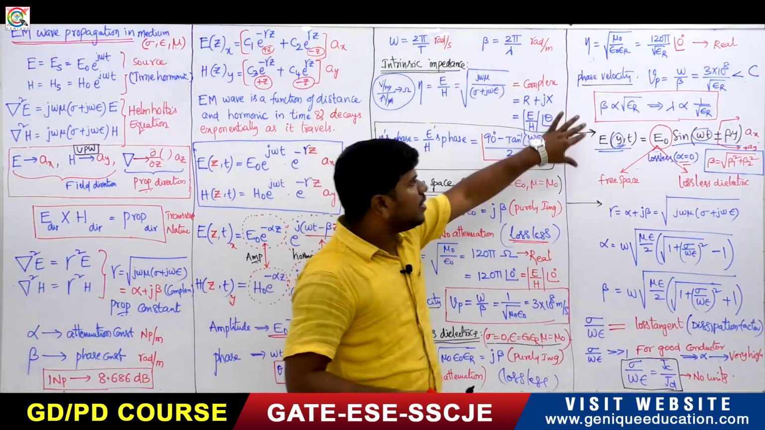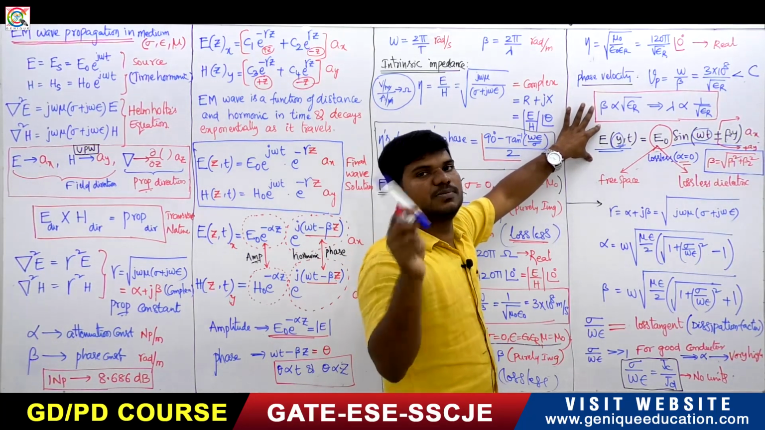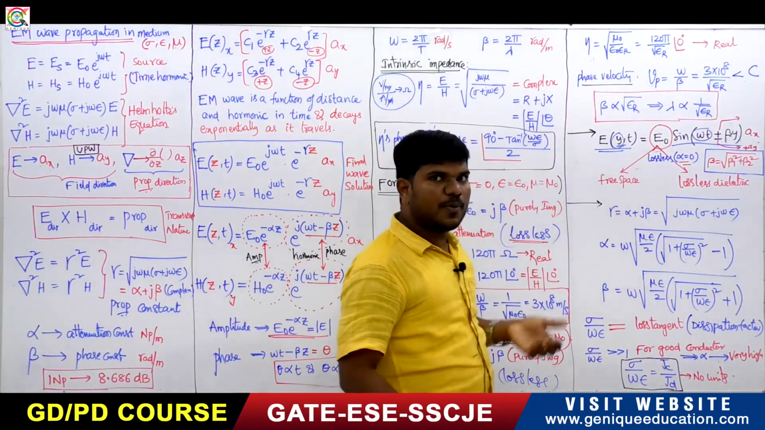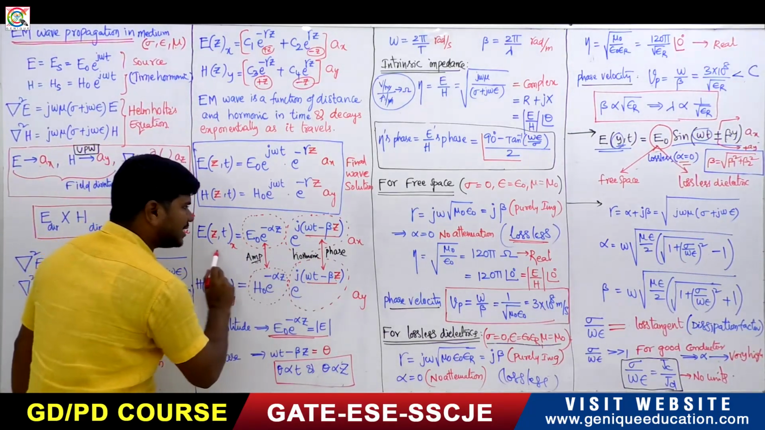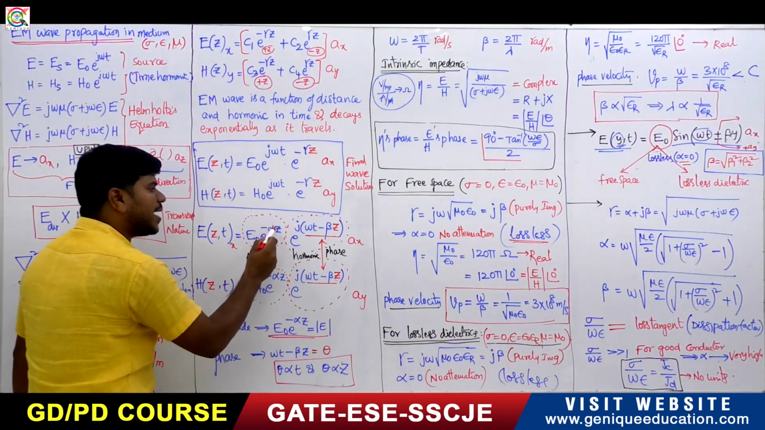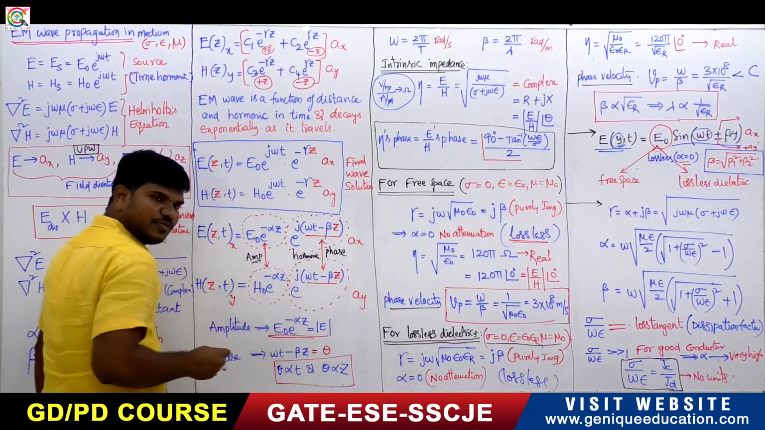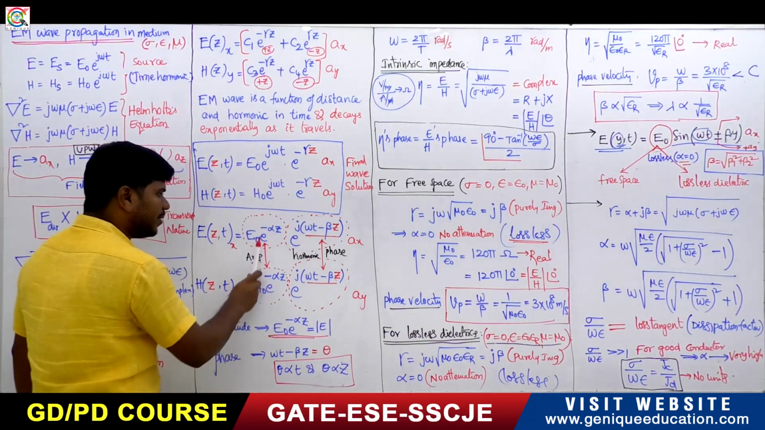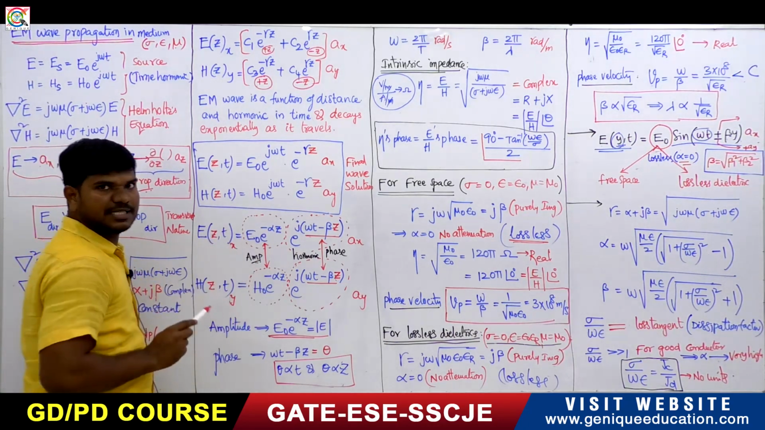So whenever you observe the expression, you should be able to identify whether it belongs to a lossless medium or a lossy medium. Suppose there exists an expression like this: E of z comma t is equal to E naught into e power minus alpha z, some real value here, and you are getting some phase harmonic like this. So it is a lossy medium. It belongs to the lossy medium. E power minus alpha terms will be present.